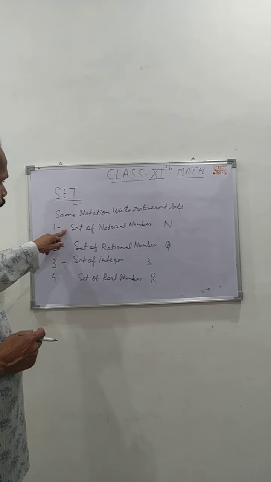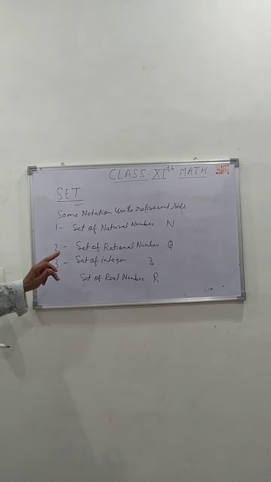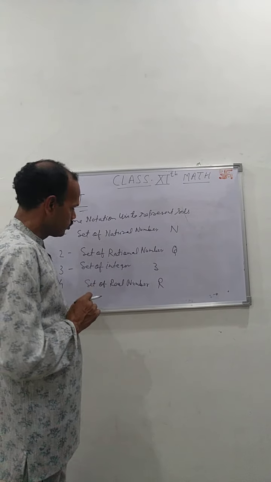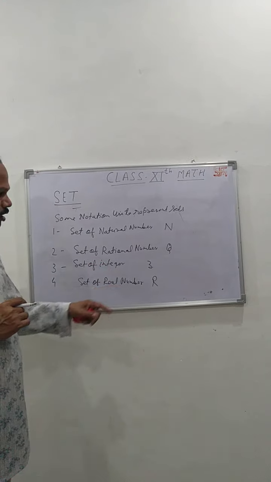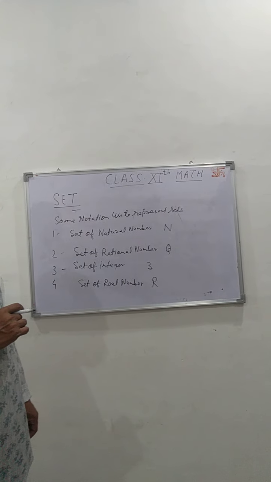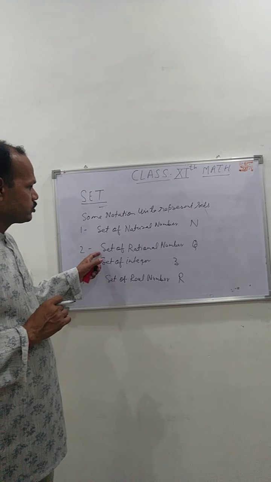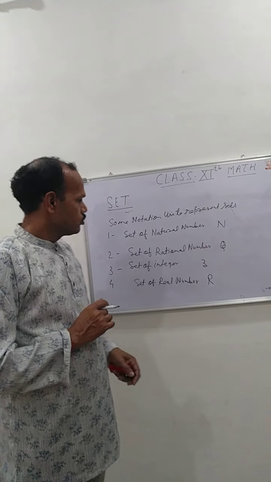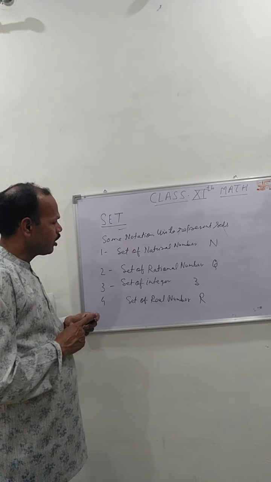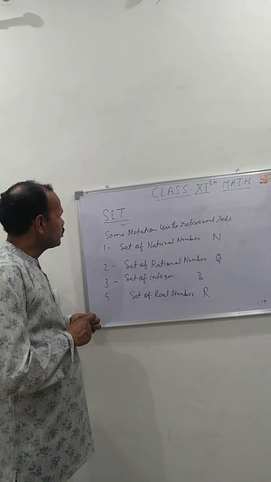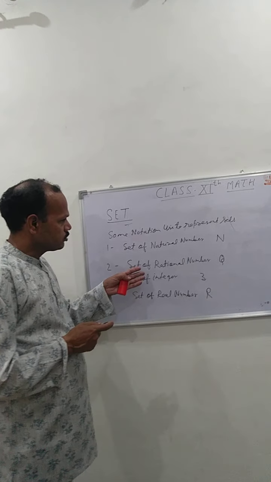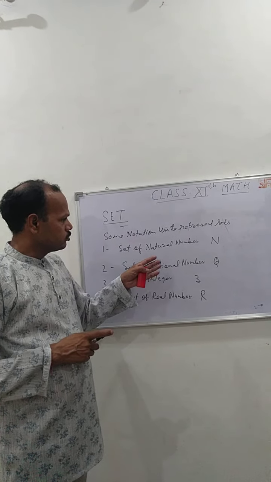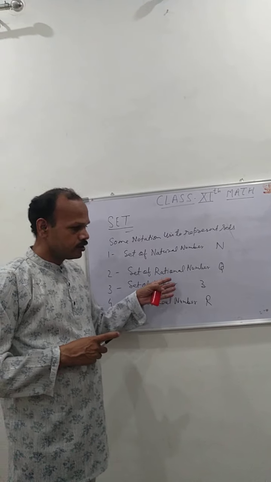If somebody asks how you will represent the set of positive integers, in that case we will use Z with a positive sign. Set of positive real numbers, then we will use R positive. Set of positive rational numbers, in that case we will use Q positive. So these are some notations by which we can solve set problems. These symbols are most important to all of you. Write them down and learn them carefully.